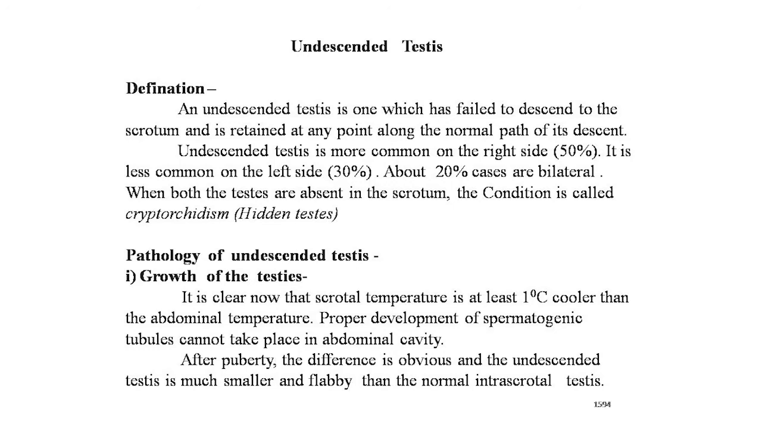Now the pathology of the undescended testes. First point is the growth of the testes. It is clear now that the scrotal temperature is at least 1 degree centigrade cooler than the abdominal temperature. Proper development of the spermatogenic tubules cannot take place in the abdominal cavity. As a result, the spermatogenic tubules are of diminished size and fewer spermatogonia have been detected in the undescended testes in boys at about 6 years of age. After puberty, the difference is obvious and the undescended testis is much smaller and flabby than the normal intrascrotal testis. The undescended testis is hardly more than half of the size of its intrascrotal counterpart.